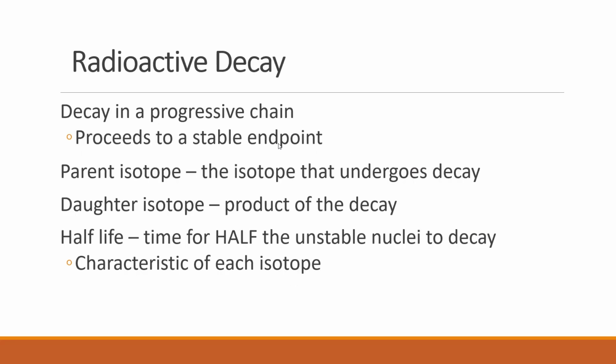Radioactive decay occurs in a progressive chain. It will proceed until it hits a stable endpoint. We start off with parent isotopes, which are the isotopes that undergo the decay. The parent turns into daughter. Daughter isotopes are the product of the decay. We measure this in what's called a half-life. A half-life is the time it takes for half of the unstable nuclei, the parent isotopes, to decay.